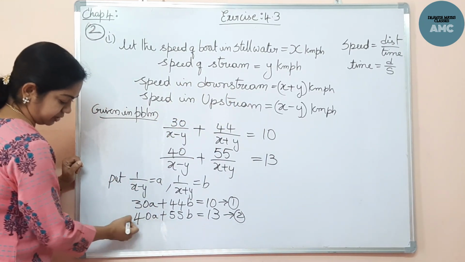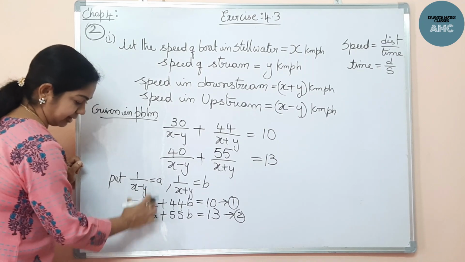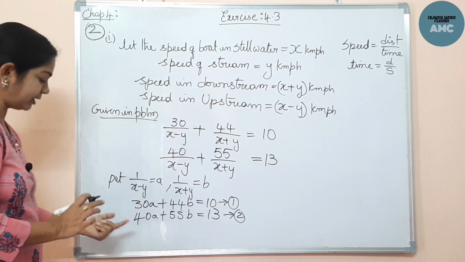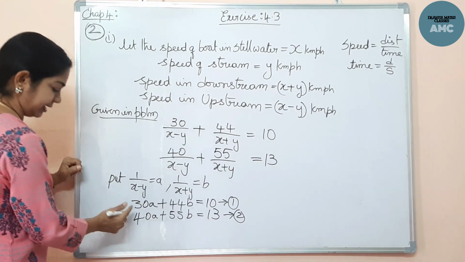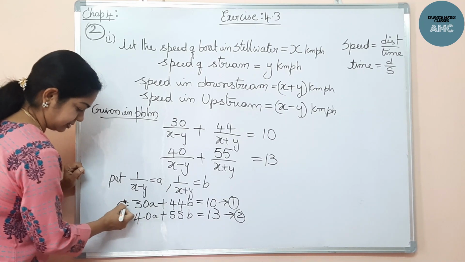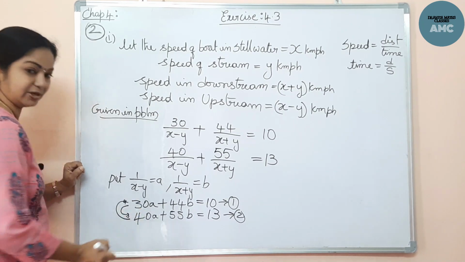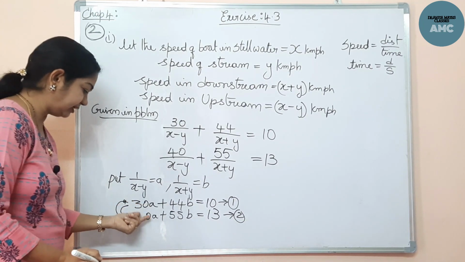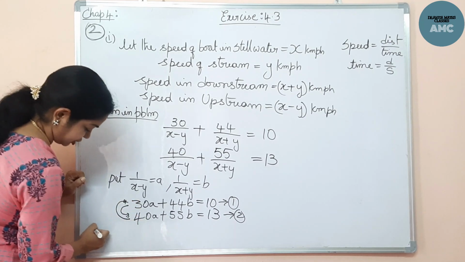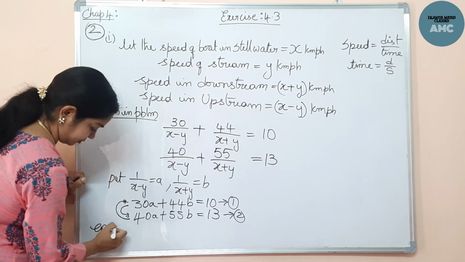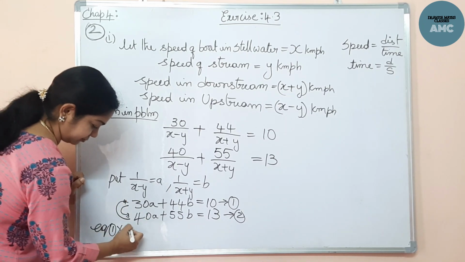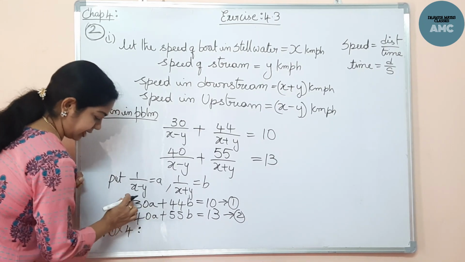Now here, how to reduce? If I want to eliminate a, I will be multiplying this here and this here. Before multiplying 40 and 30, we can simply multiply here. If I multiply with 4 and this with 3, it comes to 120, isn't it? If you take the LCM of 30 and 40, you can get 120 like that.